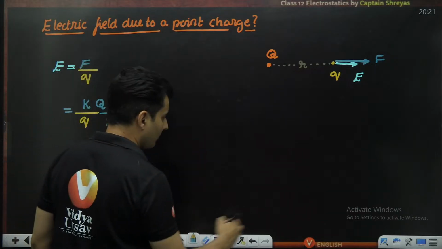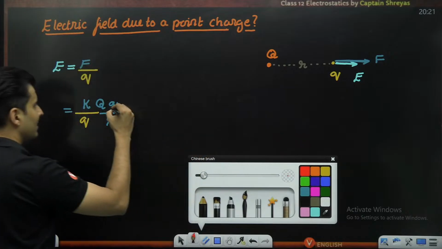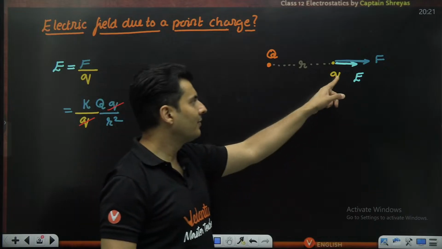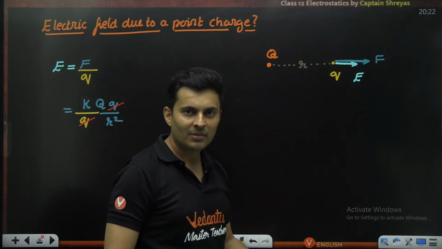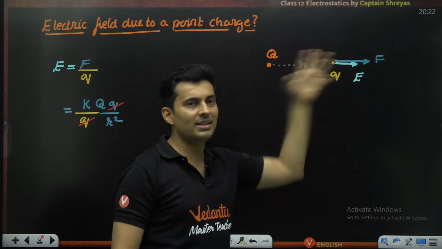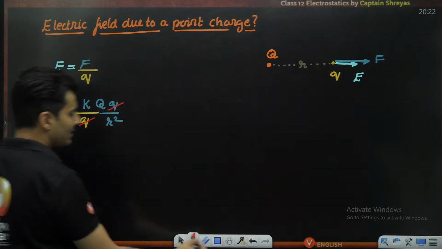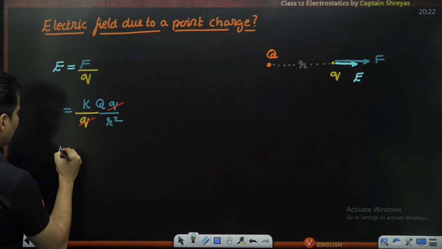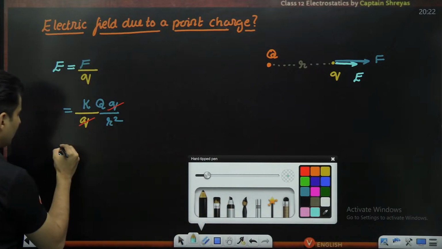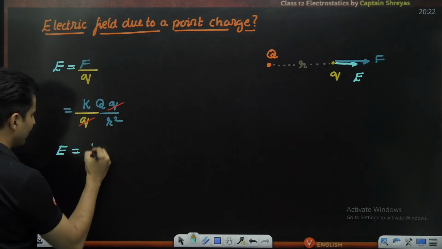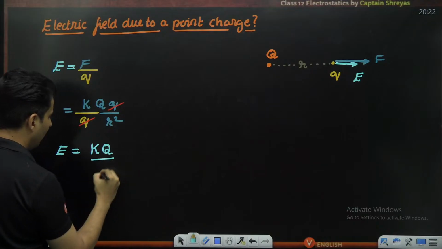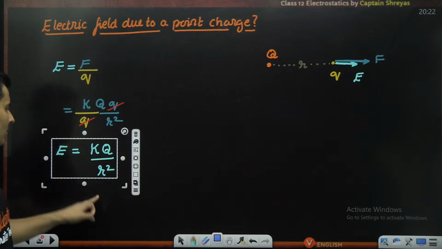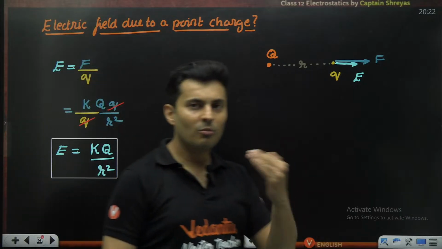Best part about this is that this q and this q will get cancelled. It should get cancelled because the field shouldn't depend on the test charge. It should only depend on the charge producing the field. So that is the charge capital Q which is producing the field. Hence, you will see that the electric field formula, magnitude wise, is KQ divided by r square. That is the formula for the electric field due to a point charge.